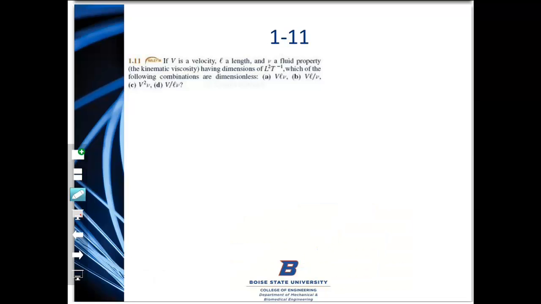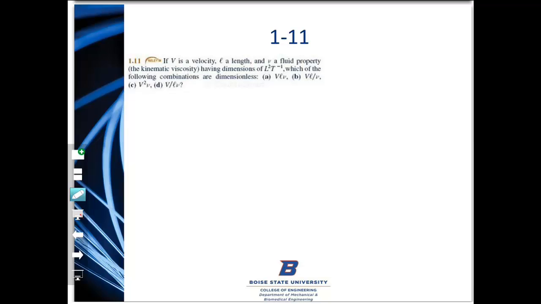Okay, let's look at the first problem. If V is a velocity, L a length, and nu a fluid property which is known as the kinematic viscosity and which has the dimensions of L squared t to the negative 1, which of the following combinations are dimensionless? So we're given A, B, C, D, several combinations, and we have to find which of those combinations are dimensionless. So first we have to know what is dimensionless.